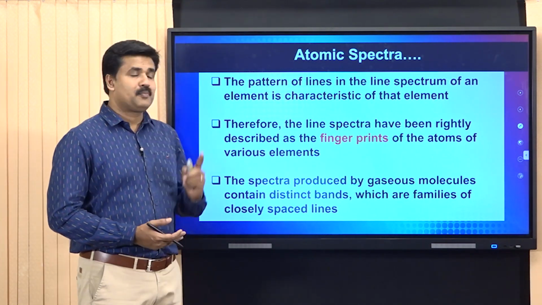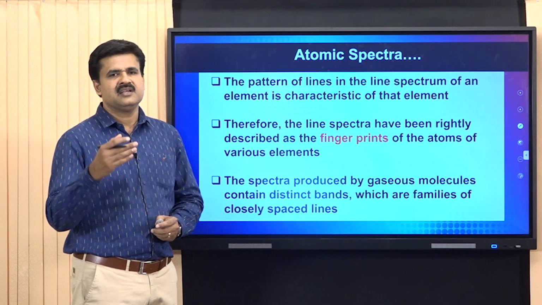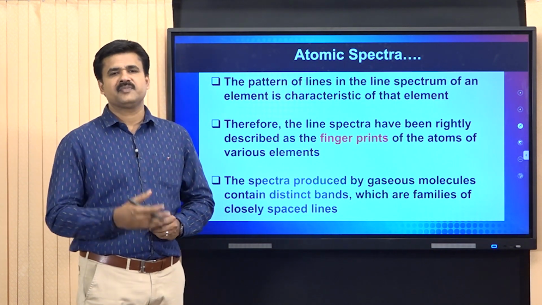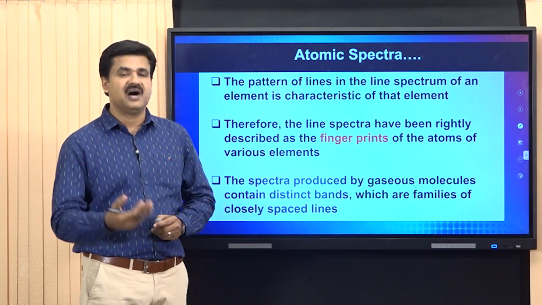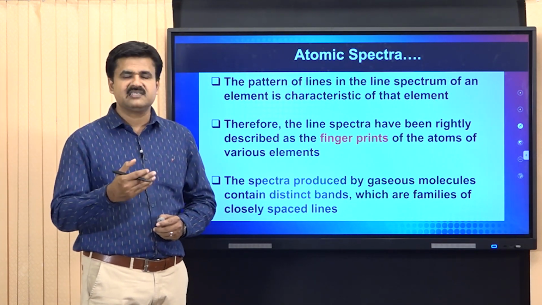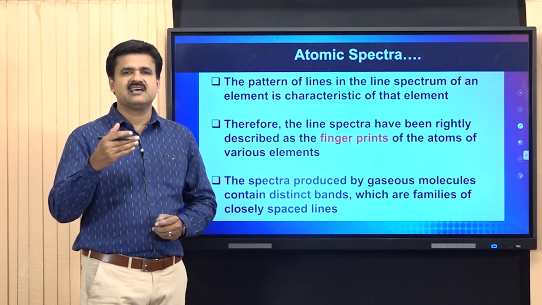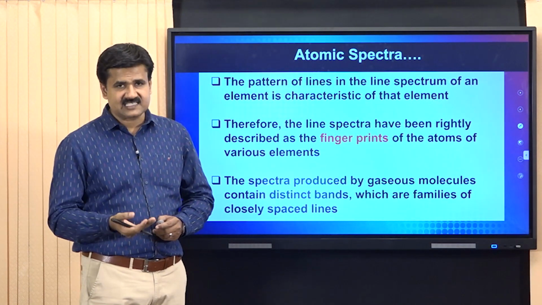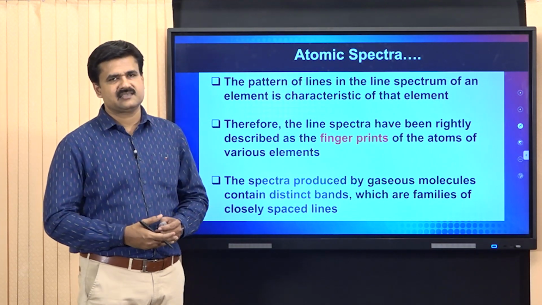The spectra produced by gaseous molecules contain distinct bands, which are families of closely spaced lines. That means molecular spectrum consists of closely spaced lines or distinct bands. That is the major difference between molecular spectrum and atomic spectrum. Molecular spectrum consists of bands that are the families of closely spaced lines. However, atomic spectrum consists of distinct lines.